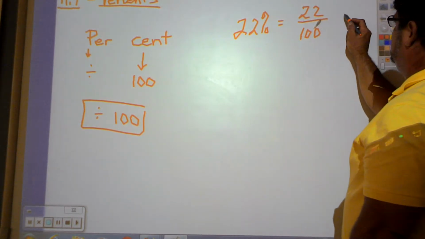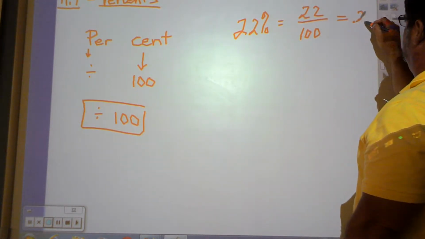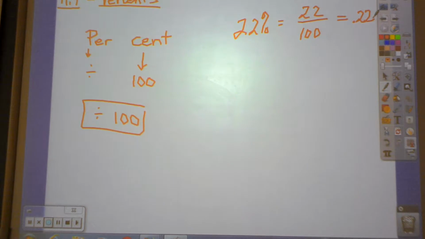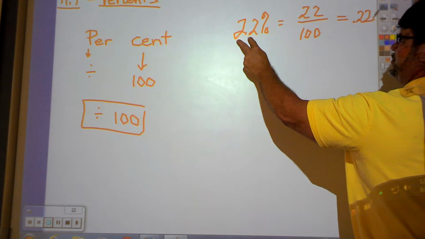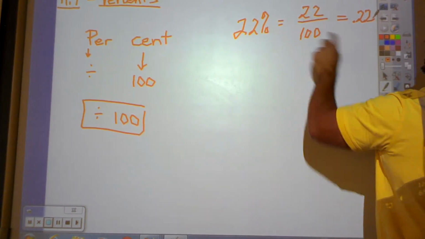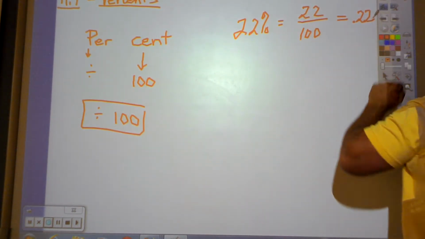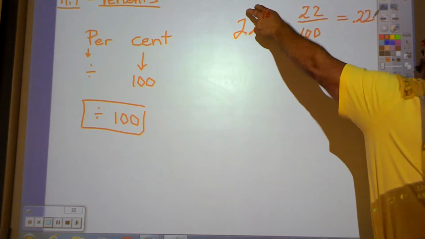And you could rewrite this as 0.22, because it's 22 hundredths, that would be 0.22. Now, I'm not going to spend a lot of time on this because that's something that y'all should know. Y'all should know that percent means over 100. So 22% means 22 over 100, which is equal to 0.22. And you can go this way and you can go that way.